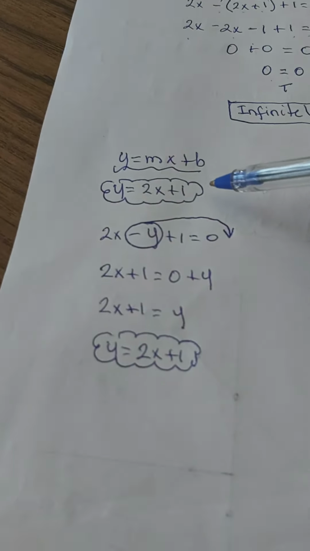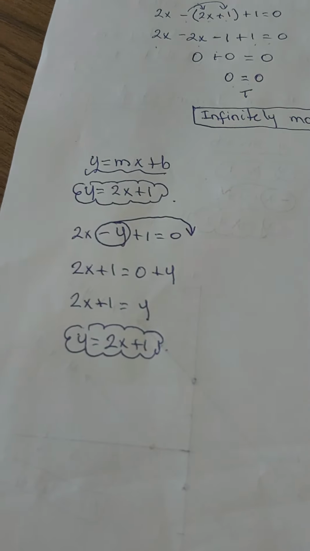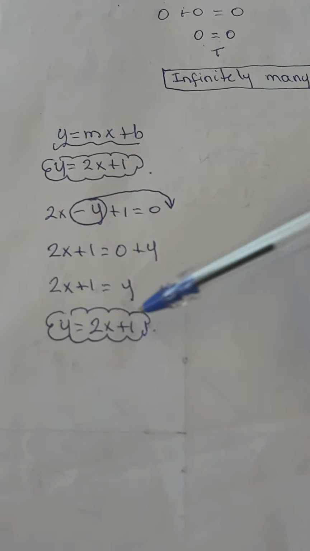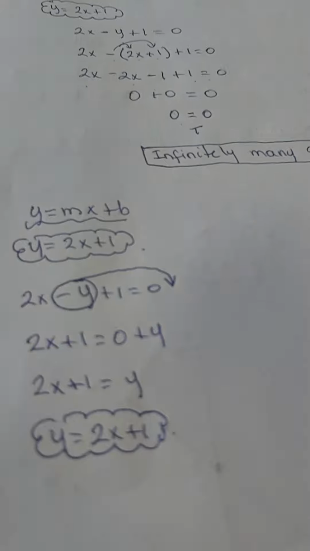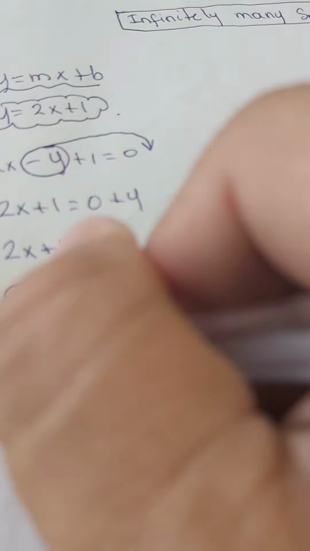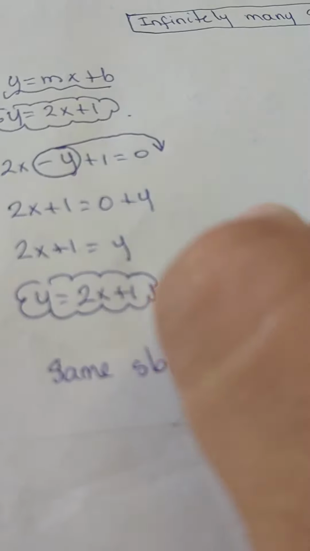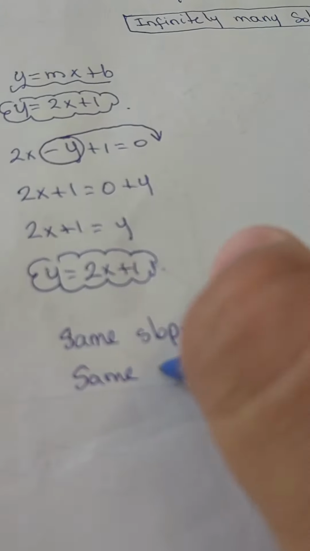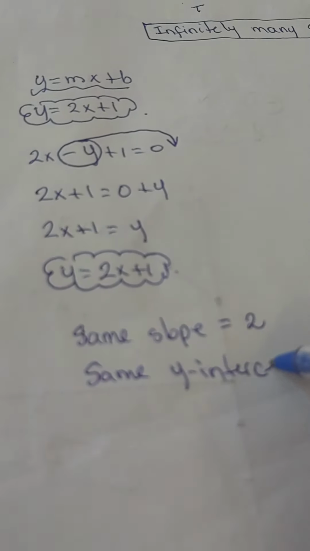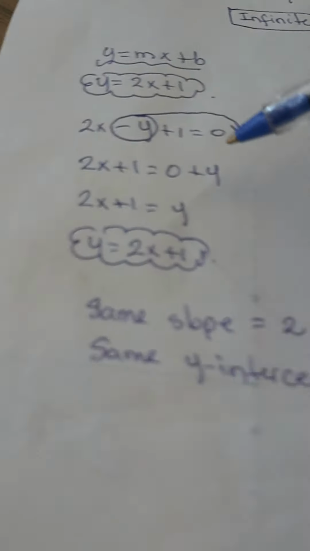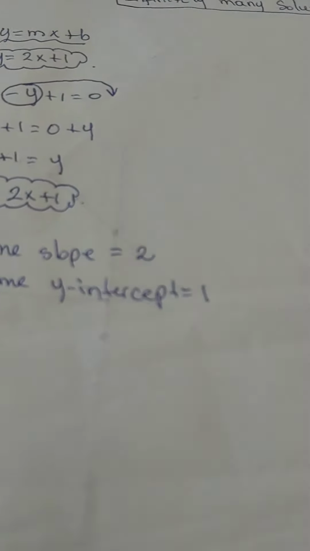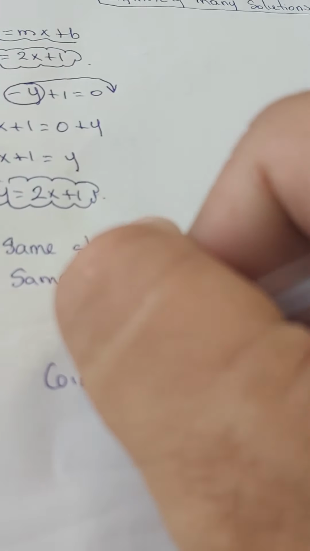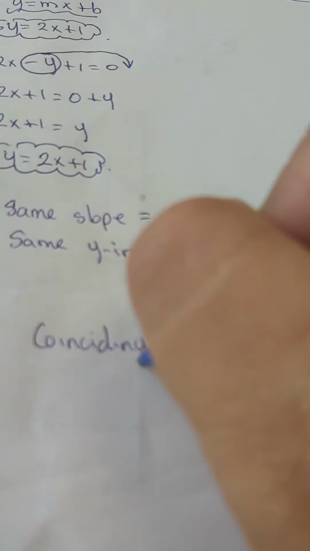So what can we tell about the first equation and the second equation? Notice that they are the same. y equals 2x plus 1 and y equals 2x plus 1. That means the two equations have the same slope, which is equal to 2, and the same y-intercept. In this case, the y-intercept will be positive 1. So when this happens, the graph will be coinciding lines.